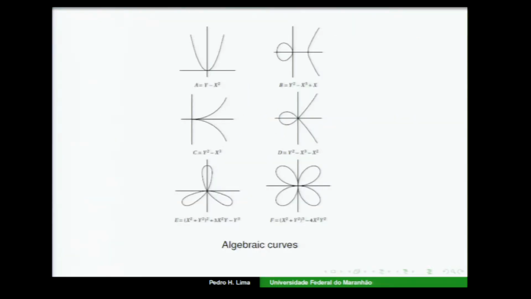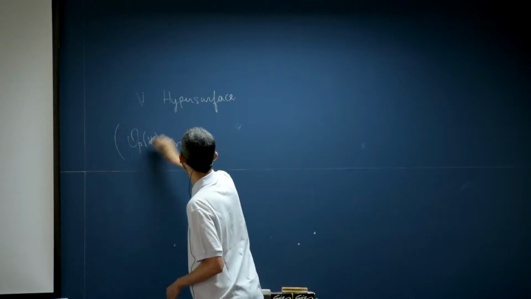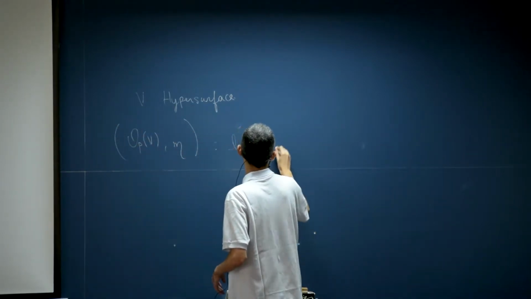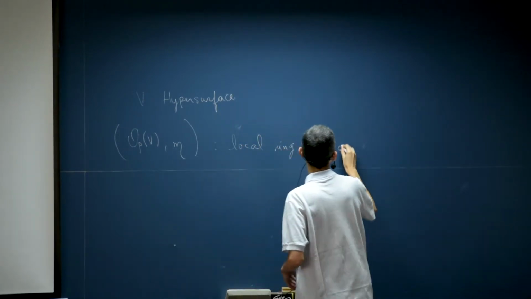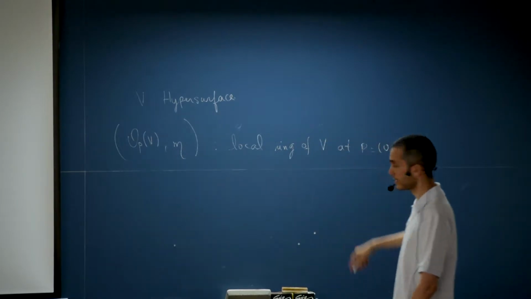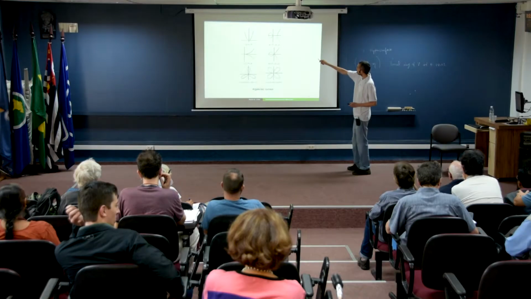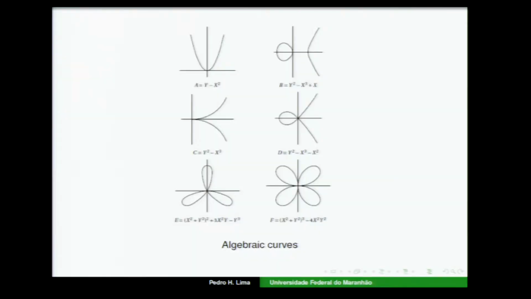It is useful, for example, for an algebraic variety. For example, we put here some hypersurface, and let's write here the local ring of V at the origin. And then, for example, the first two have geometric multiplicity 1.